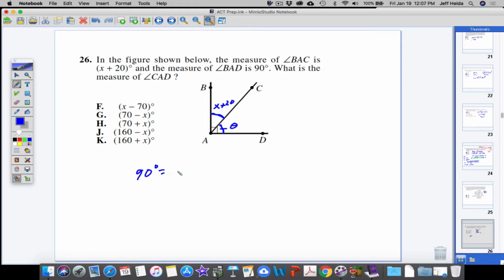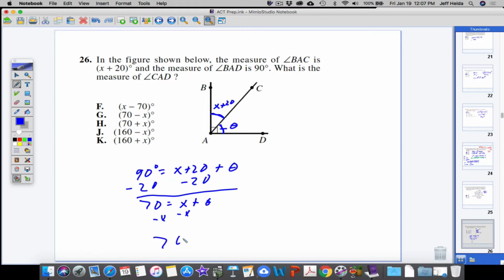So 90 degrees is going to be x plus 20 plus theta. Now we just solve for theta. Subtract 20 from each side. 90 minus 20 is 70 is equal to x plus theta. Subtract x from each side. 70 minus x is equal to theta. Theta is angle CAD. So 70 minus x is what we're looking for. So 26, the answer is G.